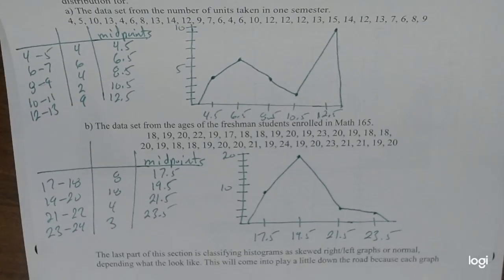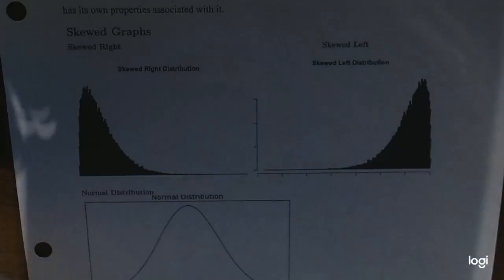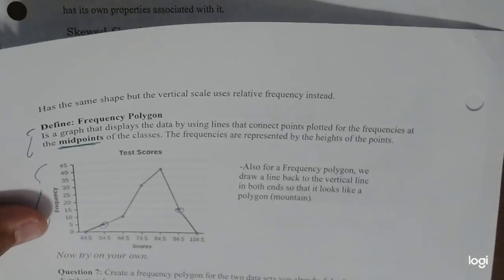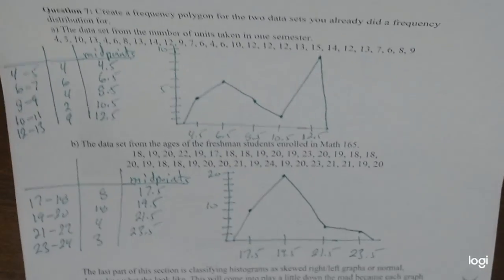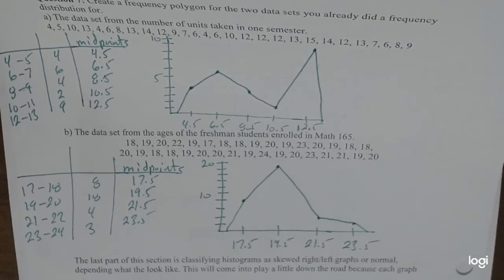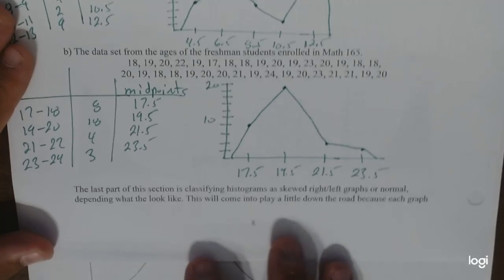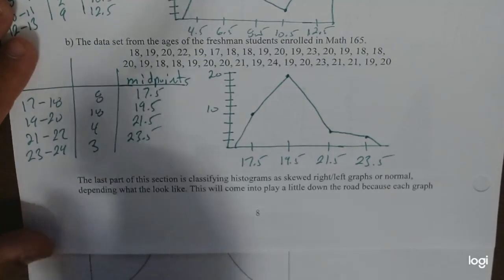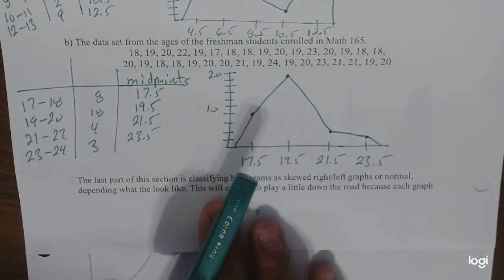All right, so the main concept for histograms: with histograms, you use lower class limits, right? With frequency polygons, you use midpoints. Okay. The last part of this section is classification. The cool thing about this is we classify what's happening here. What I mean by classifying is, given a frequency polygon or a histogram, we can classify them by different formats that we have.